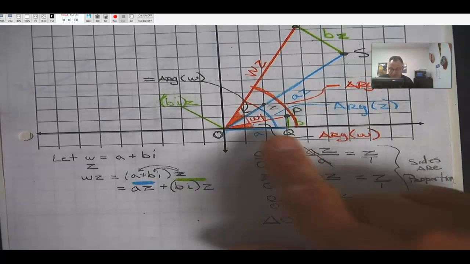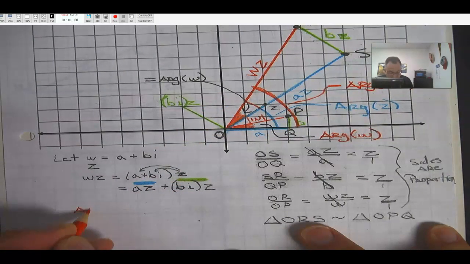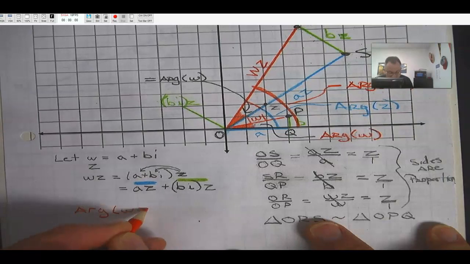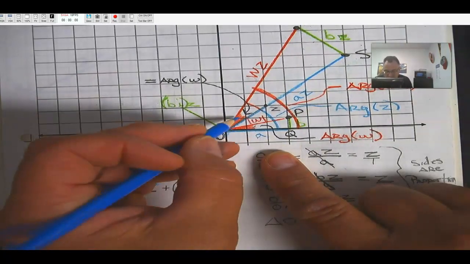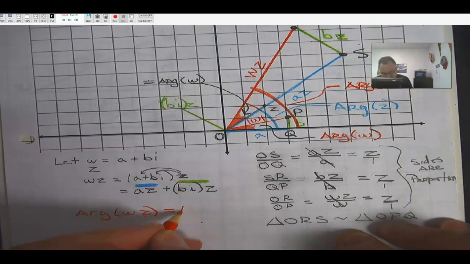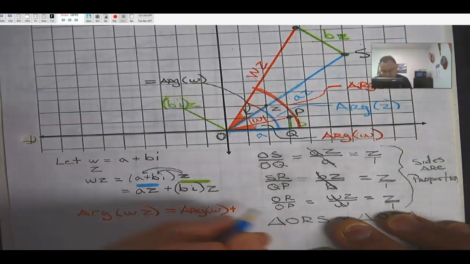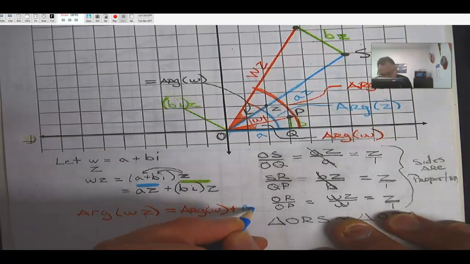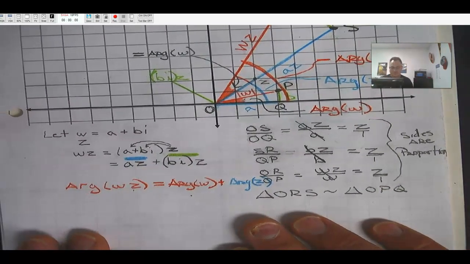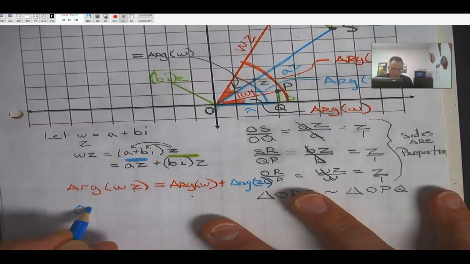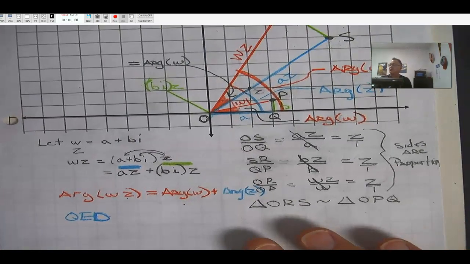So just by now you can geometrically see that when we look at this argument right here, it is equal to the argument of W, which is this little red slice here, plus the blue angle, that's the argument of Z. And then you write Q, E, D. QED means it has been shown.